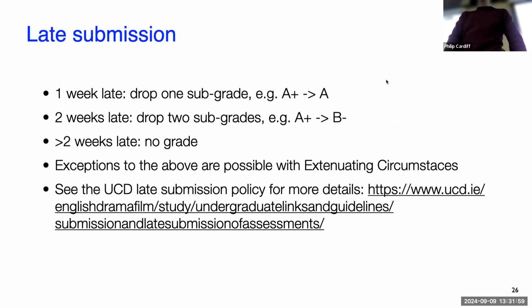And just a comment on late submission. This is the standard UCD policy. For example, if you miss a weekly lab by one week, it drops by one subgrade, so A minus to A. Two weeks, it drops by two subgrades, and after two weeks, I just don't grade it and I give you a 0. But of course, there are many exceptions to do with extenuating circumstances. If you have some personal circumstances, just let me know and I can direct you how to apply for that. A common extenuating circumstance is just to move the deadlines for assignments to the end of the year or something like that, for example.